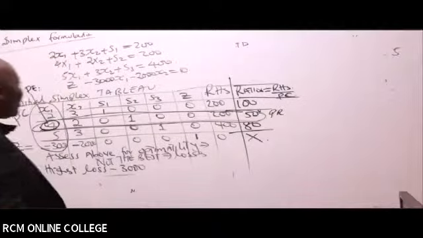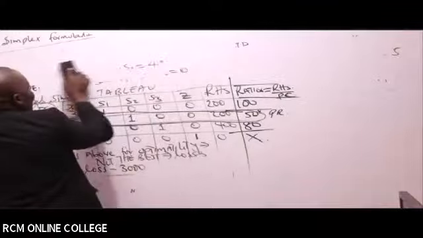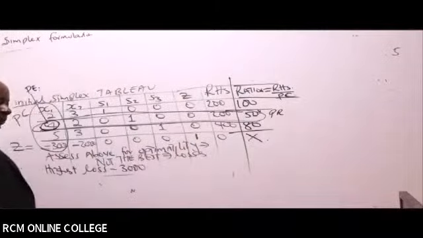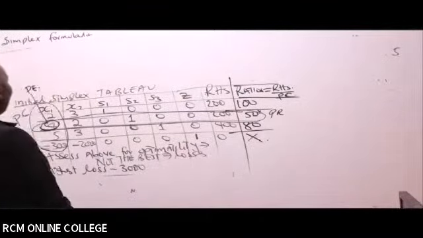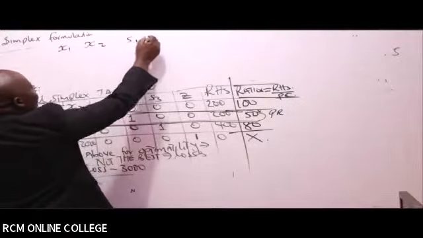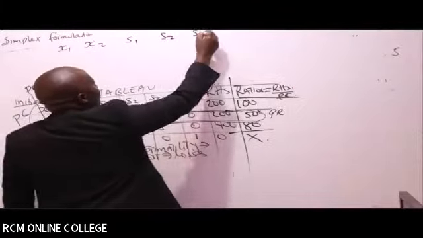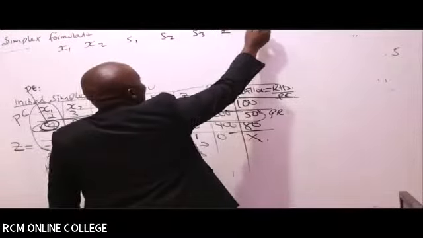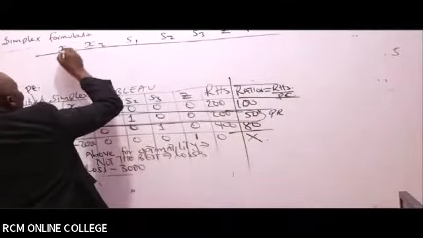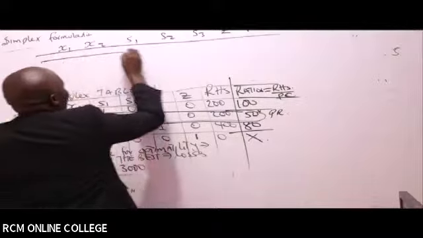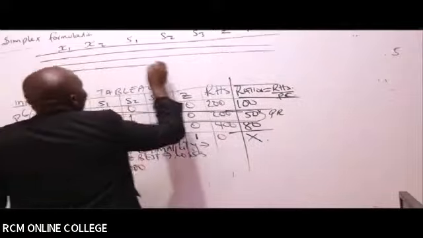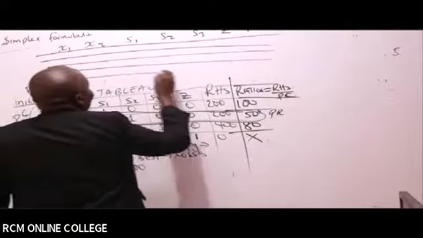Once you've identified the pivot element, you are in a very good position to do the next table. So go ahead and do the next table for us. We have x1, x2, we have s1, s2, s3, we have z, we have the right-hand side. So we have 4 rows: 1, 2, 3, 4.